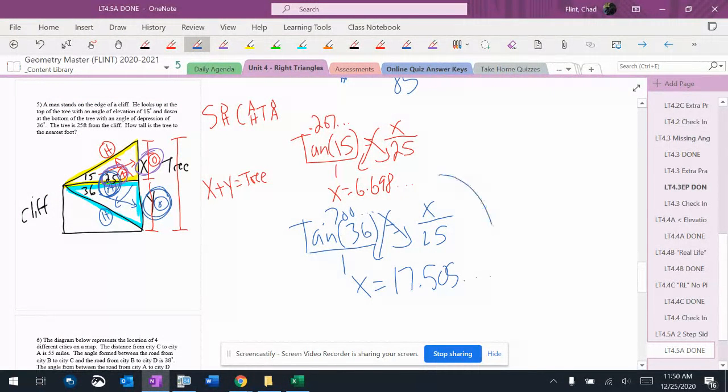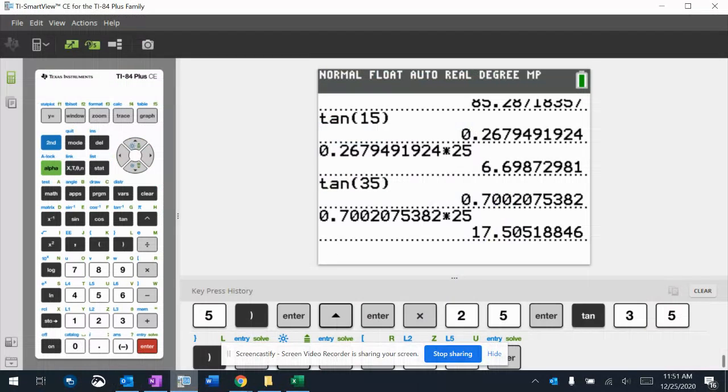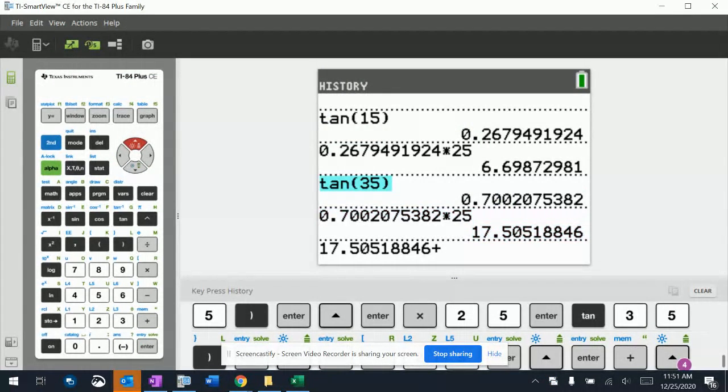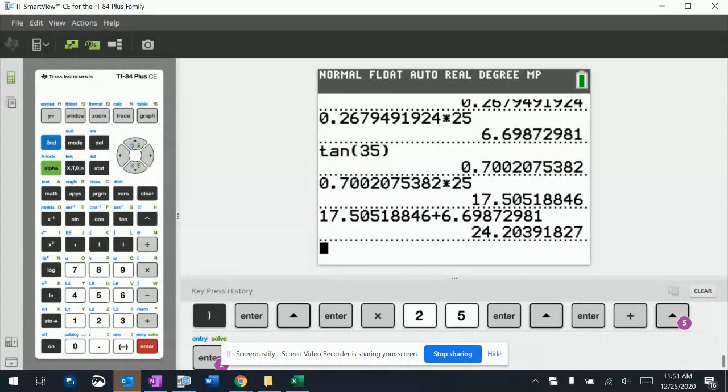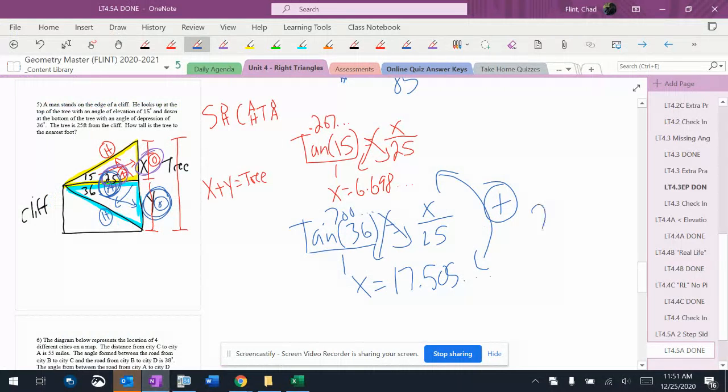Now remember, we're going to add these together this time to get our answer. So that plus that is 24.203. It says how tall is the tree to the nearest foot. That means no decimals.